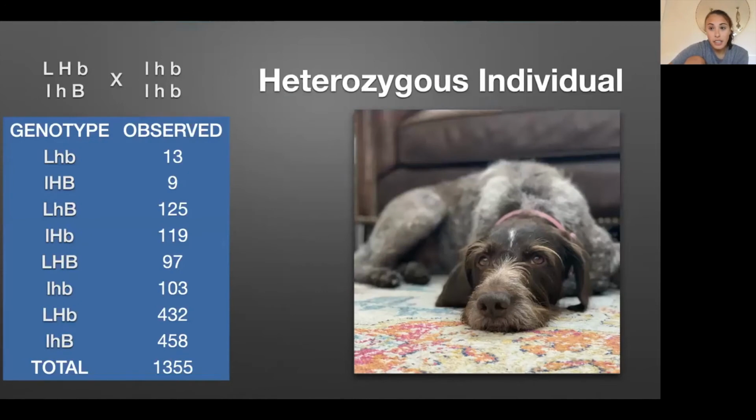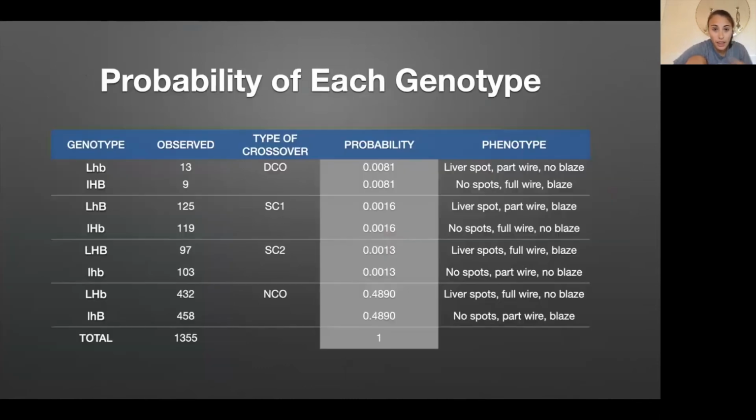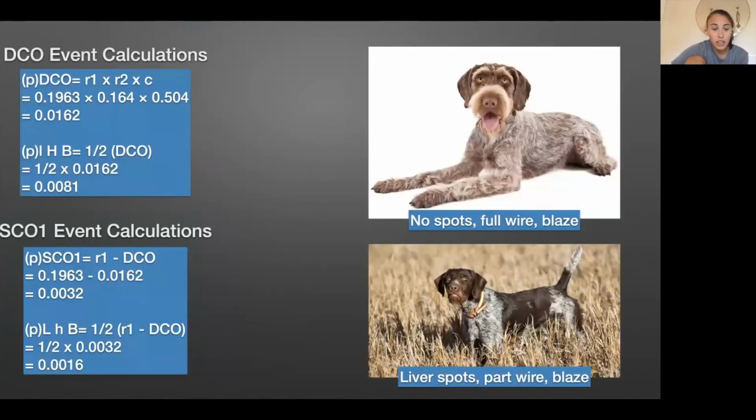So for a heterozygous individual, which my dog Vegas is according to this made up map, that's another picture of her. You can see all the genotypes that are observed when crossing a heterozygous individual with a test cross homozygous recessive individual and all the observed traits. And then I calculated the probability of each genotype, and I also included the phenotype so you can easily tell what it looked like.